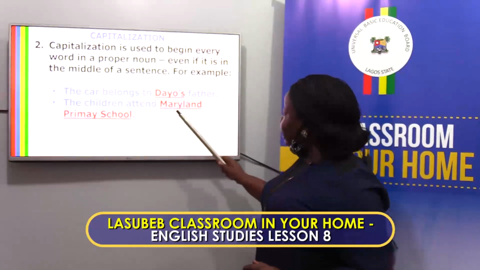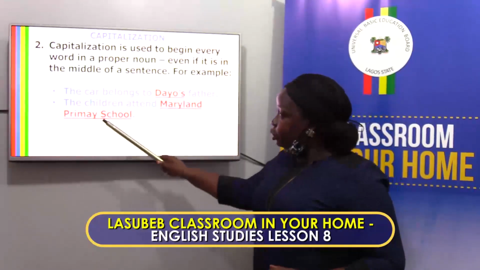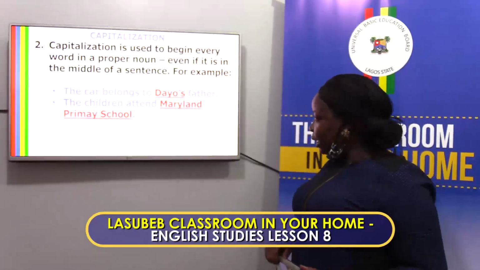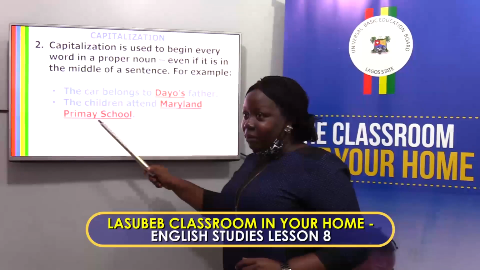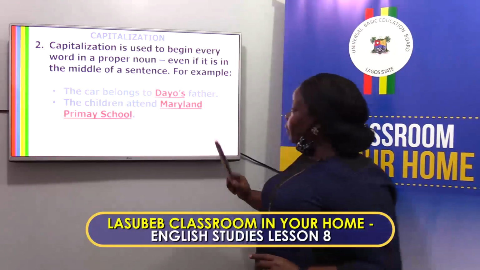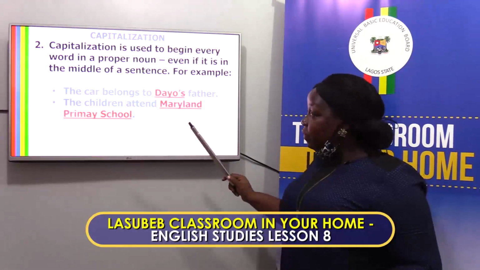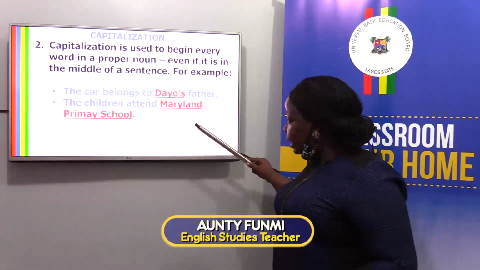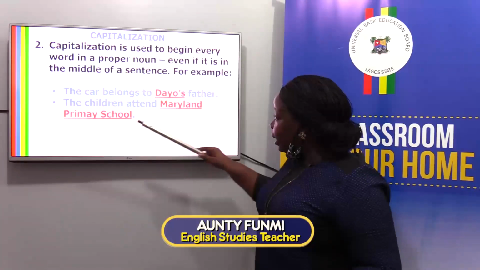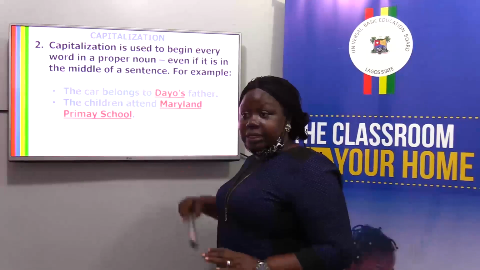The children attend Maryland Primary School. Maryland Primary School is a proper noun. That's why, even though it is in the middle of the sentence, we have capital letter M, capital letter P, and capital letter S.